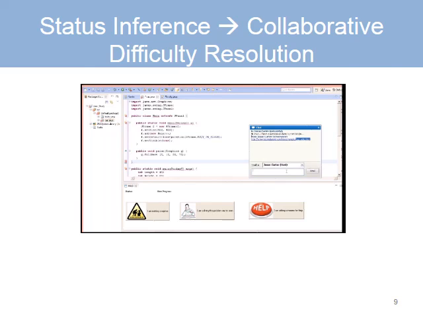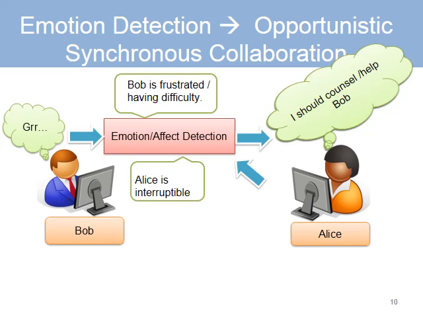And based on that, we can generalize to multiple emotions by having Alice deciding to counsel or help Bob, depending on whether the inferred emotion is frustration or having difficulty. And this inference is communicated to her only when she's interruptible. And at that point, she can take the appropriate action of helping.